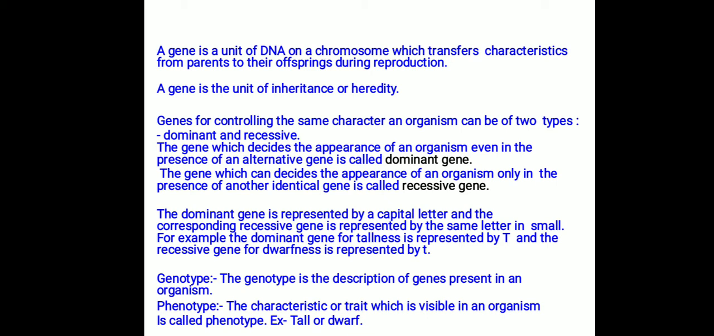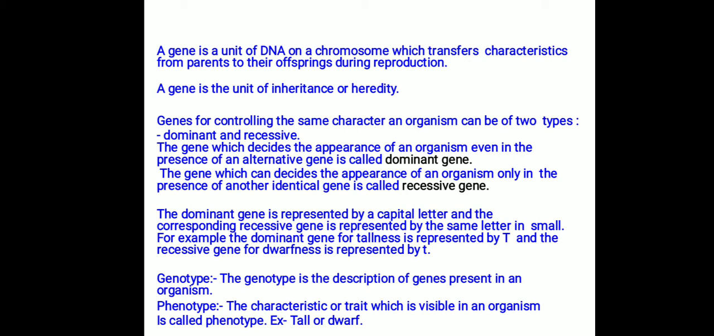Here we can use the term heterozygous condition also. Heterozygous means one is dominant and the other is recessive. The gene which can decide the appearance of the organism only in the presence of another identical gene is called a recessive gene. The dominant gene is represented by a capital letter, whereas a recessive gene is represented by the same letter in small. For example, for the height character, tallness is represented by capital T, and the recessive gene for dwarfness is represented by small t.